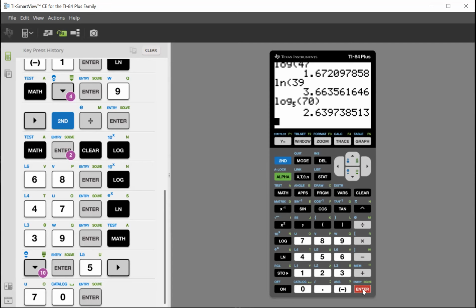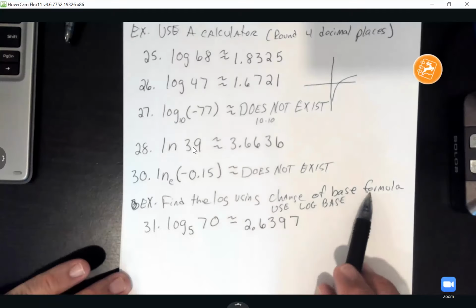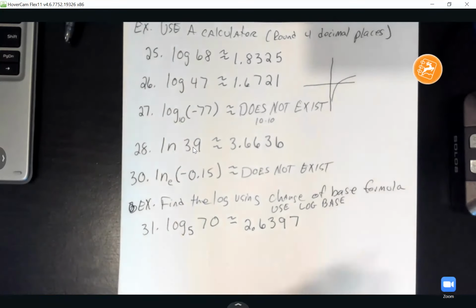2.639. So the question is, is that staying a 7 or is that turning into an 8? It stays a 7. Good job. There's a few that are going to say use a change of base, but all we got to do, like I said, is use our log base.